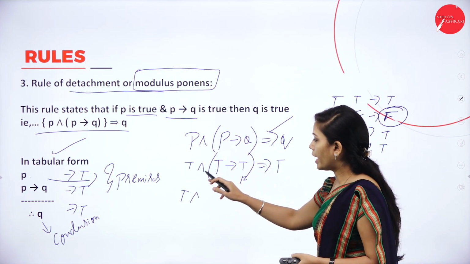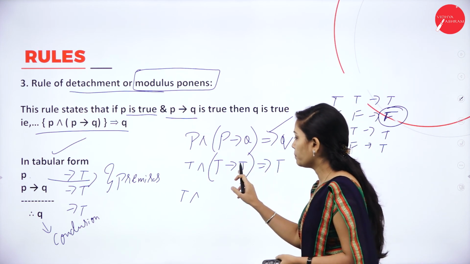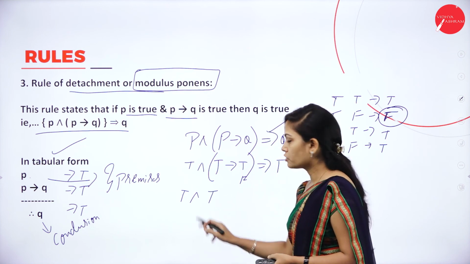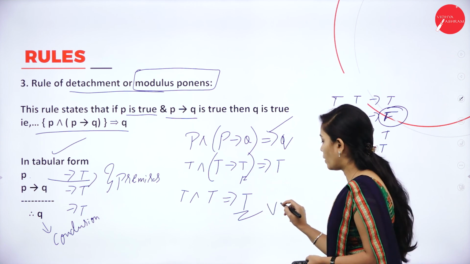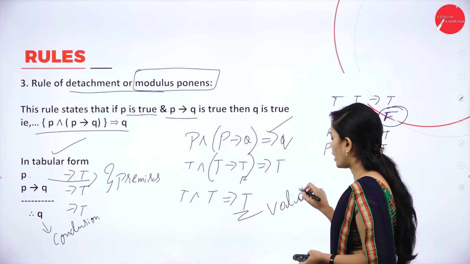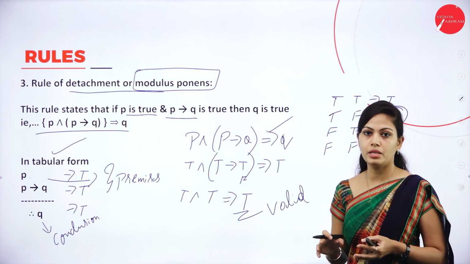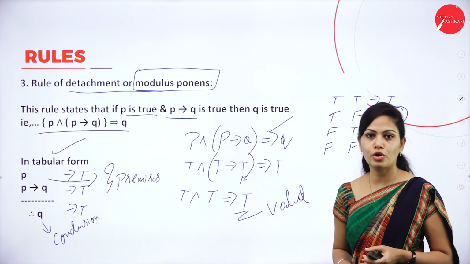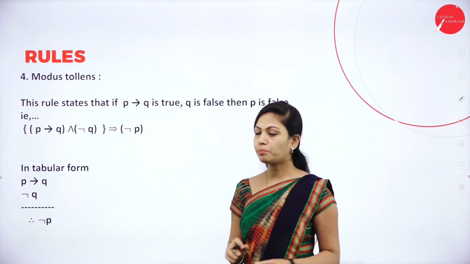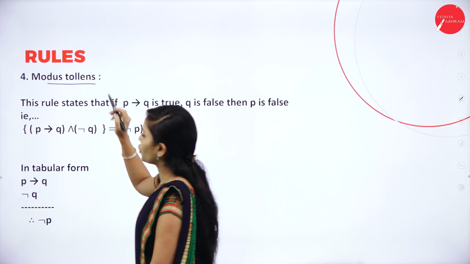So, true and true implies true. True implies true means what? It is true. So, true and true is called what? It is true. So, the condition is valid. First, you have to practice the truth table. Please practice the truth table, so you can easily simplify these rules of inference. And the next very important rule is modus tollens.